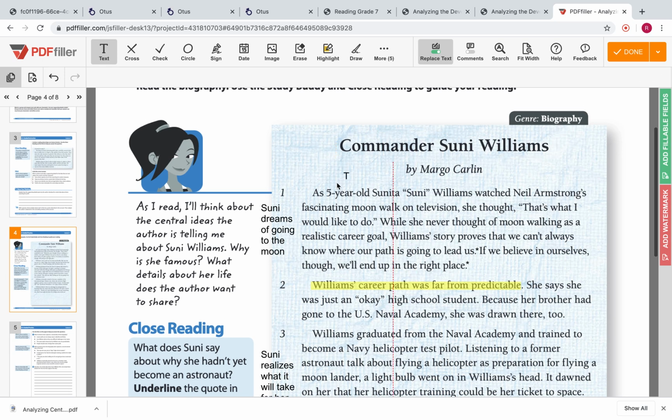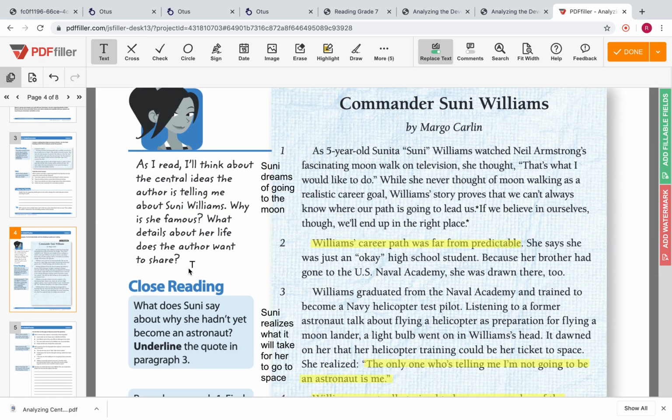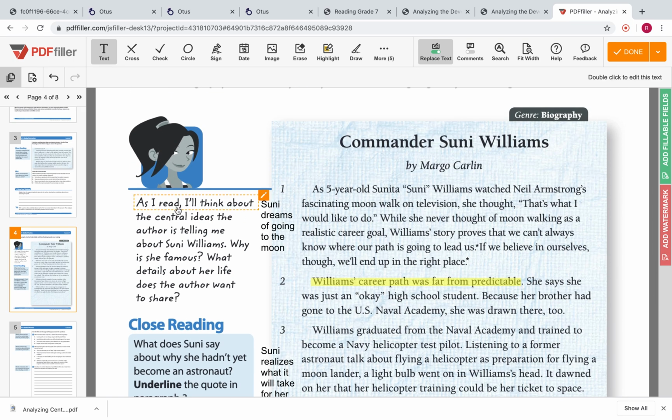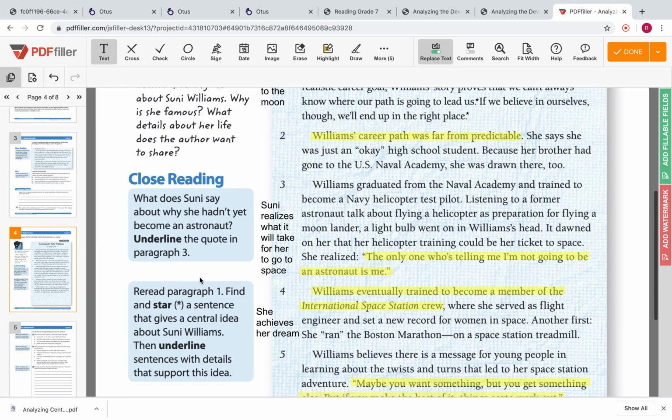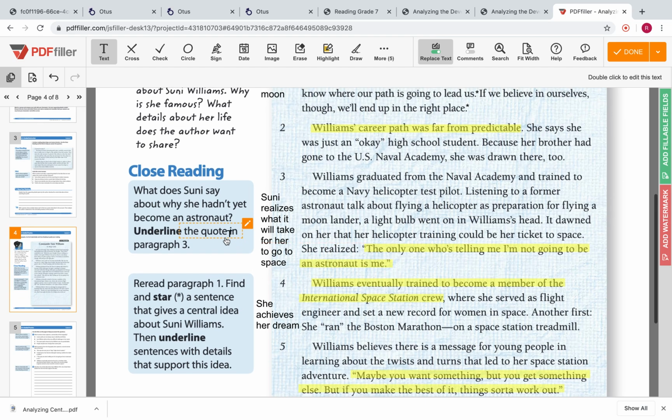All right, so whenever you read these texts in the guided practice, I want you to always look at these little close reading hints and whatever is written on the side. So let's look at the first one. As I read, I'll think about the central ideas the author is telling me about Suni Williams, think about why she's famous, and what details about her life does the author want to share. And what does Suni say about why she hadn't become an astronaut? Let's underline the quote in paragraph 3. And then this is something to look at after we read the text again.